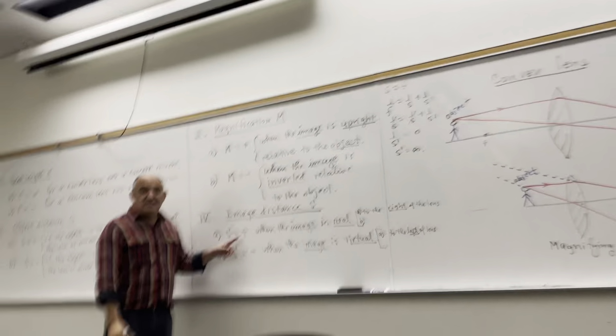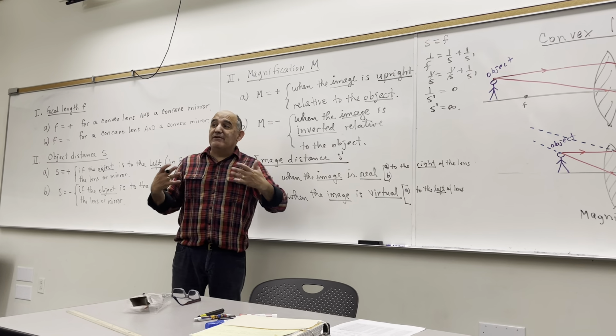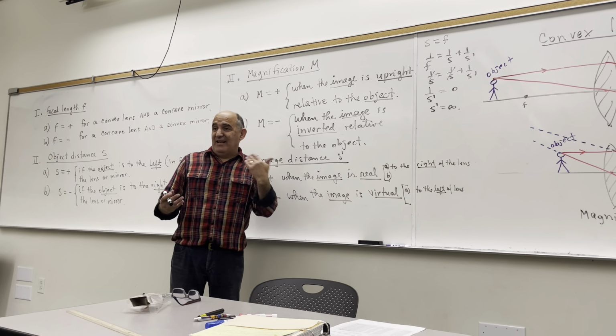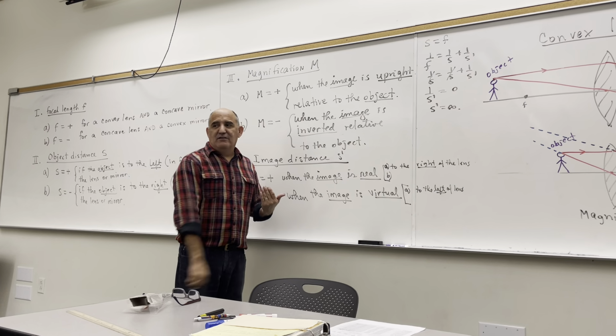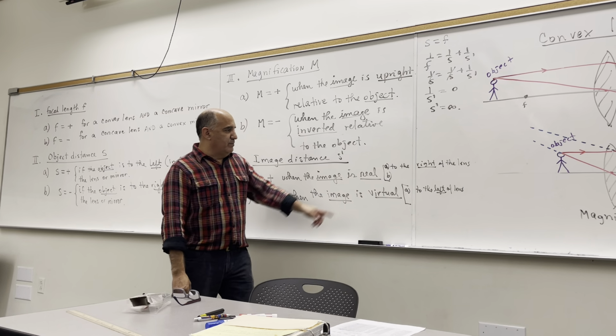The image distance is positive if the image is real. But where would it be formed so that it's real? By a lens, to the right of the lens, because the light goes through the lens to form the image on the other side. So it will be to the right of the lens.